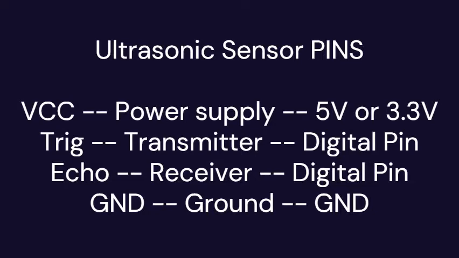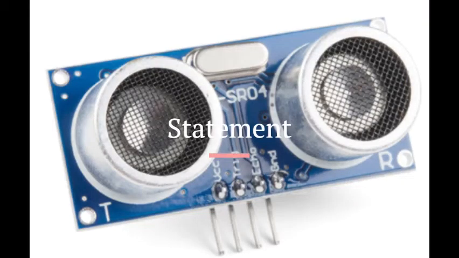The trigger pin is the transmitter, which emits the sound waves, and the echo pin receives the reflected signals. The trigger and echo pins can be connected to the digital pins of Arduino from 1 to 13. Next we have the GND pin, which has to be connected to ground. So this is the basic logic of the ultrasonic sensor.